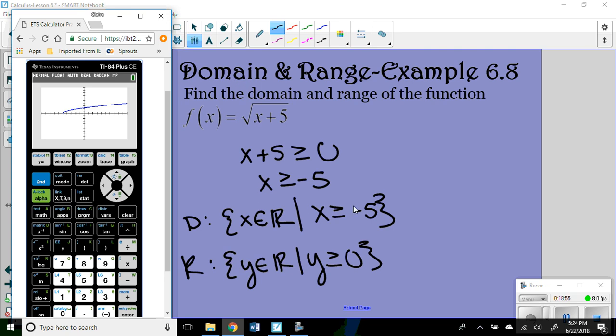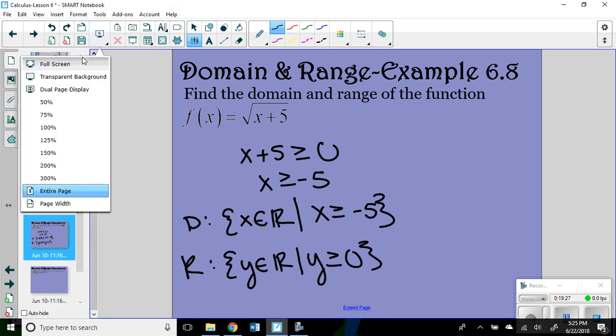And if you look, you hit trace and you start going to the left. It's getting close to -5 on our x values. We have -5 and we have 0. And then if I go to the left, what happened to my y? It disappeared because our y value is only going to be greater than or equal to 0, not anything less than 0. So that can help you verify if you use trace on your calculator.